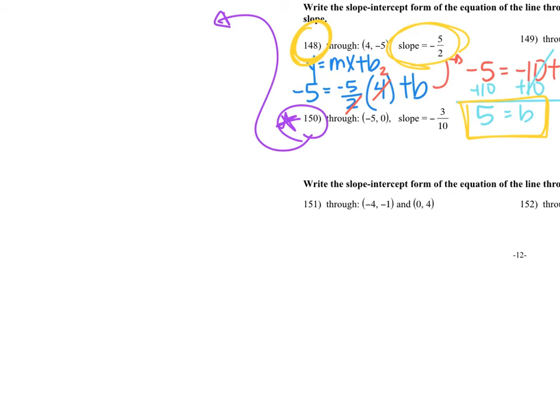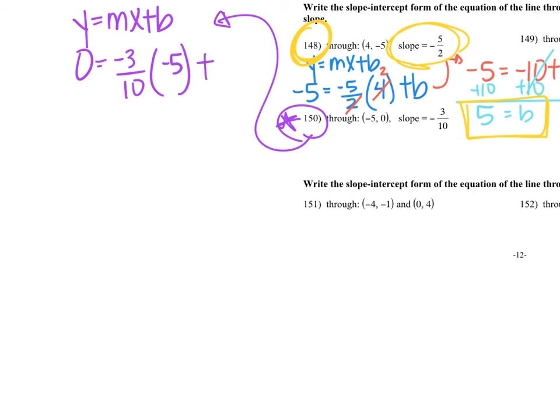So let's say we rewrite y equals mx plus b. And I'm going to write what I know. So my y is 0. My slope is negative 3 over 10. My x is actually negative 5. And we don't know what my b is. So I am going to simplify this. So I'm going to cross cancel here. This is 1 and this is a 2. So 0 equals negative 3 over 2 plus b.